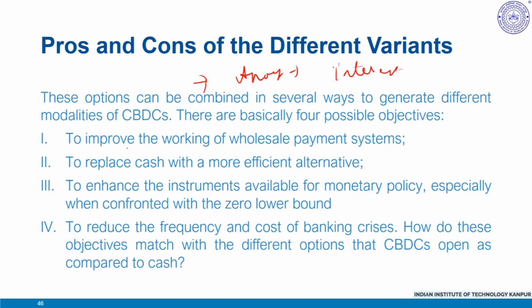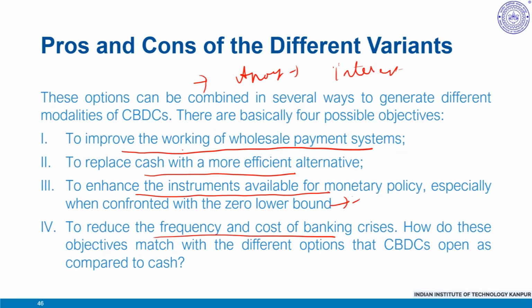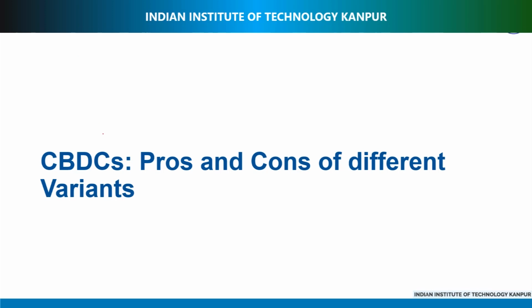Depending upon four objectives, for example, if the objective is to improve the functioning of wholesale payment systems, or to replace cash with a more efficient instrument, or to make it an instrument of monetary policy, particularly in low interest or negative interest rate regimes, and lastly to avoid or counter banking crisis. Depending on the objectives, one can tailor the CBDC on these three parameters and generate a very efficient instrument of monetary policy. In this video, we'll discuss various pros and cons of different features of CBDC.